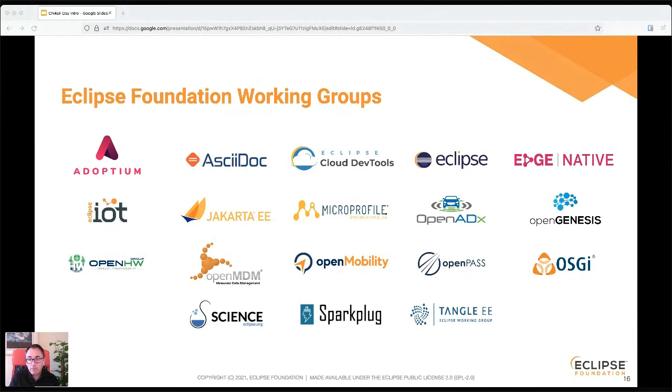We have a project model for coordinating investment and activities, and a governance model to ensure a level playing field for all participants. So essentially what our working groups do is give you all of these out of the box.